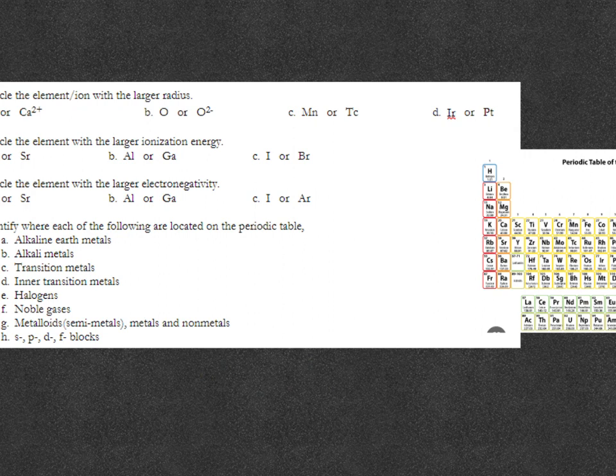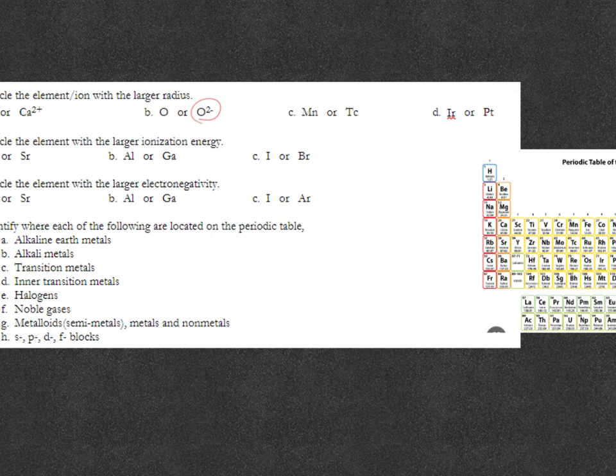Okay, circle the element or ion with the larger radius. So calcium versus calcium 2+. For calcium 2+, we've lost electrons, therefore it gets smaller. So calcium has the larger radius. O or O2 minus? Well, O2 minus, I've added electrons. I have more repulsive forces. O2 minus is going to be larger.